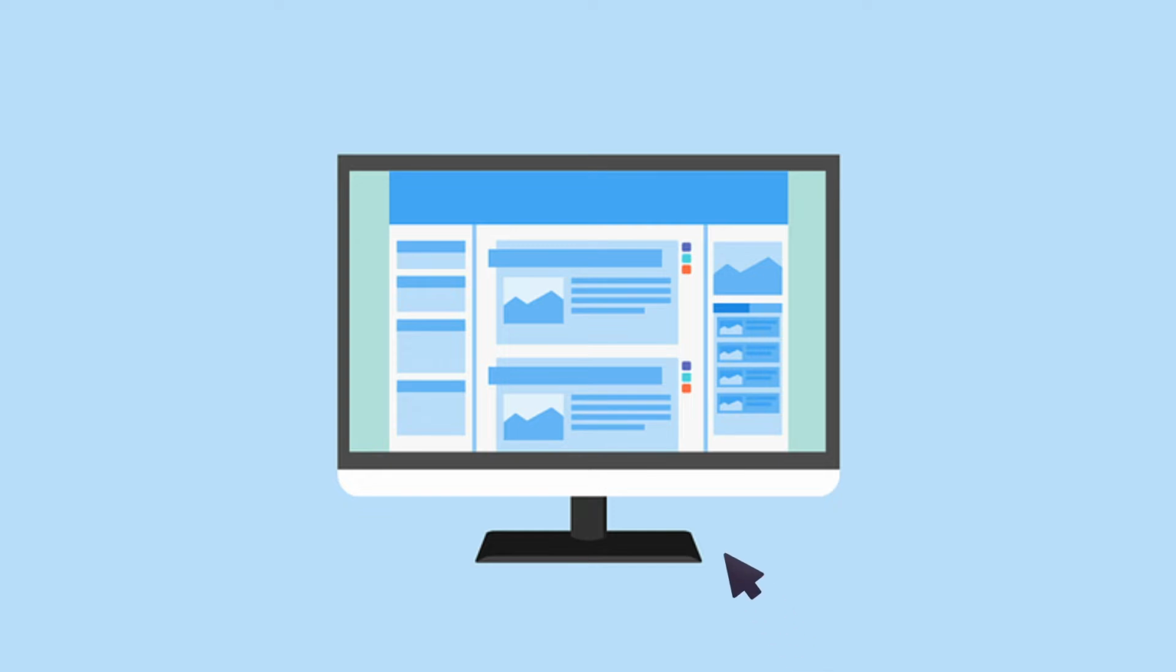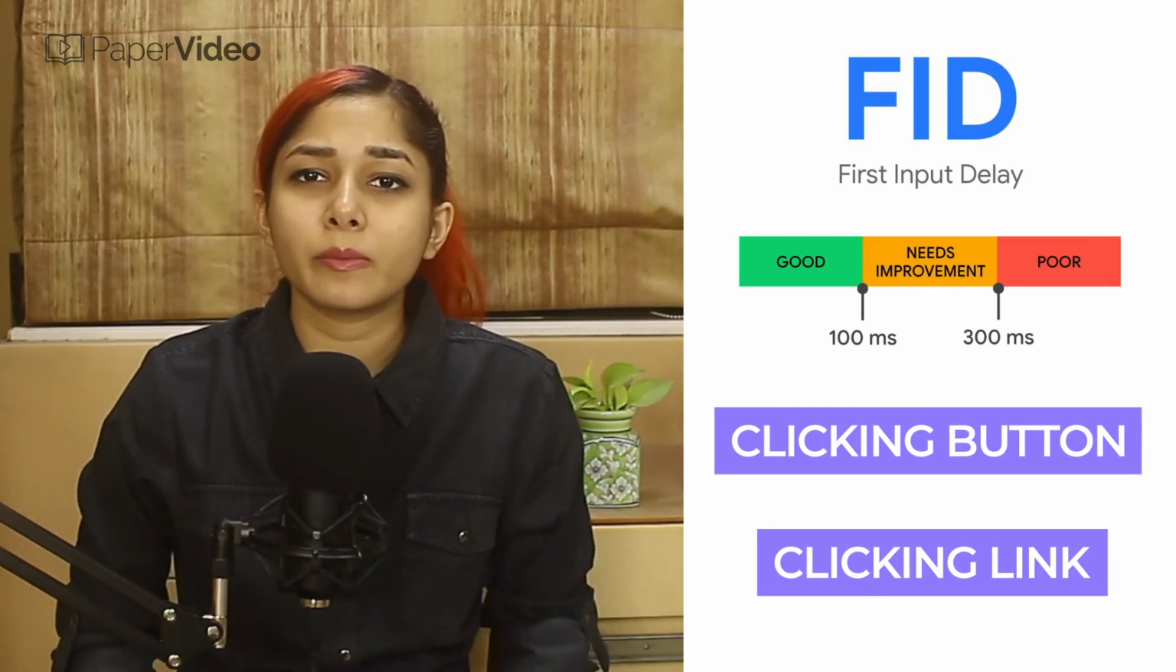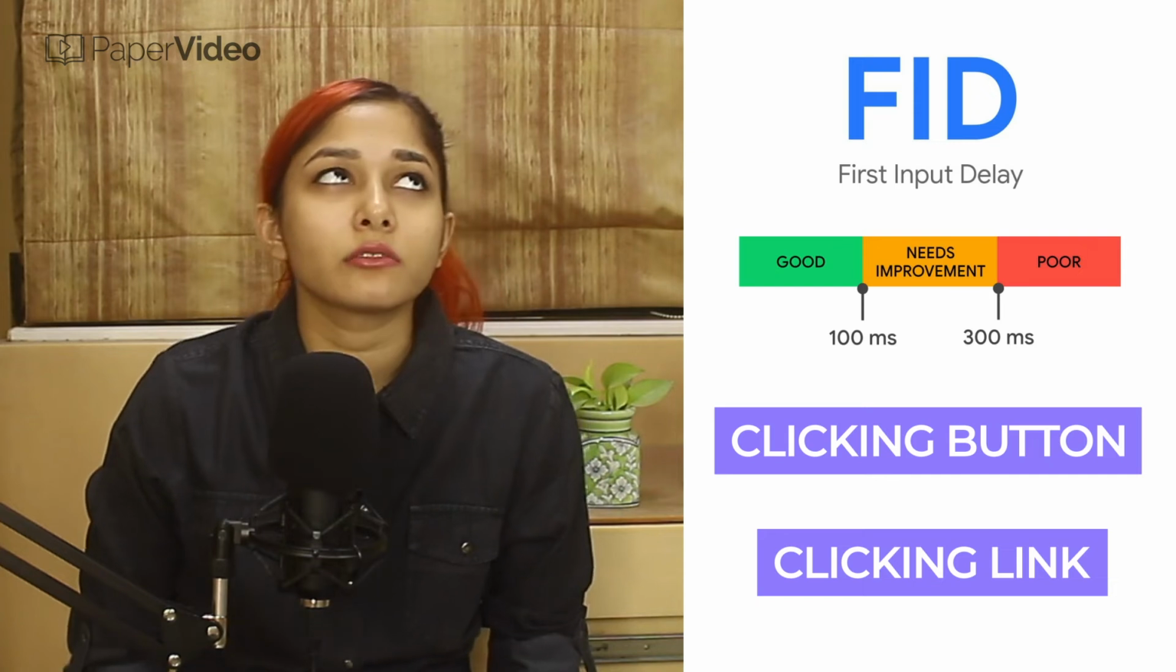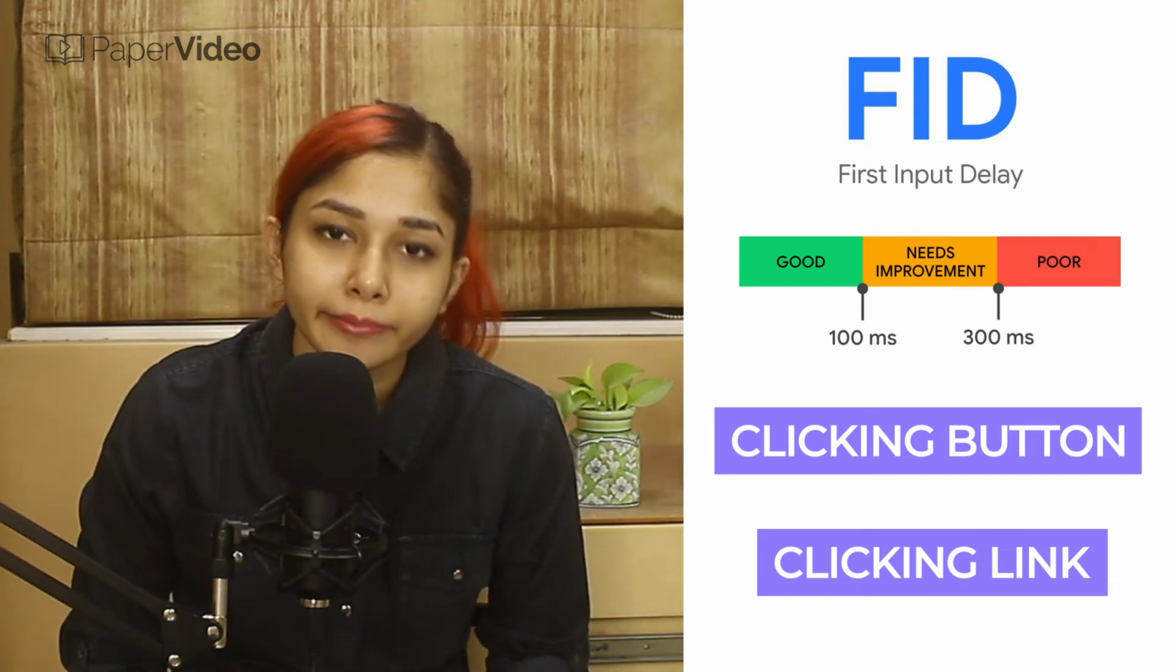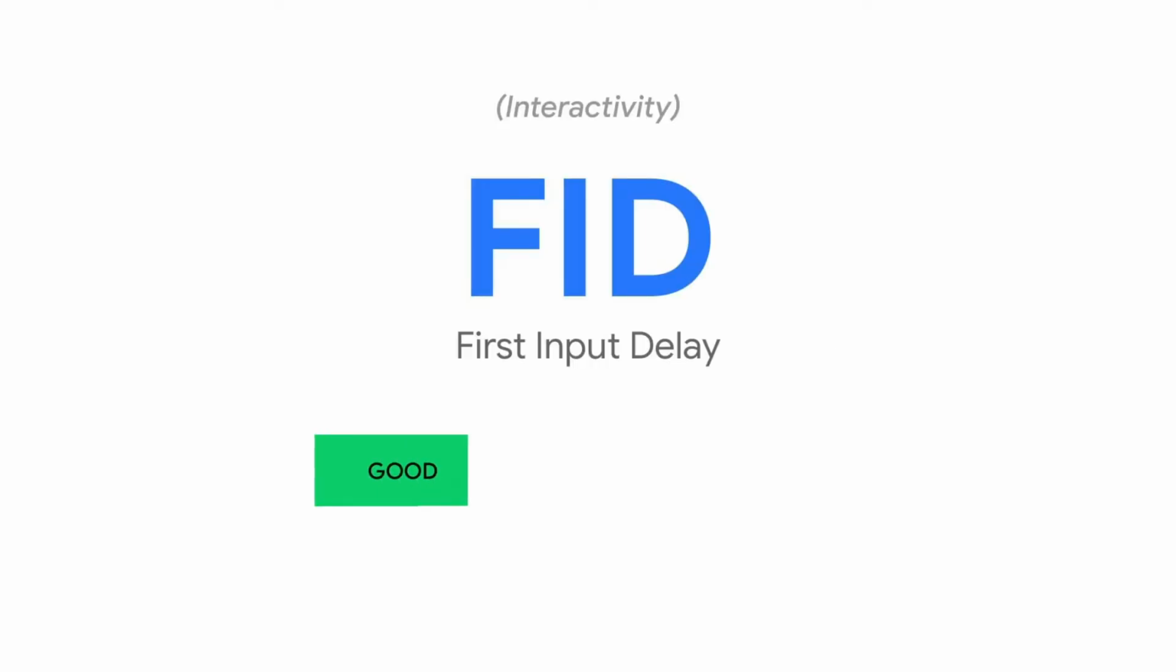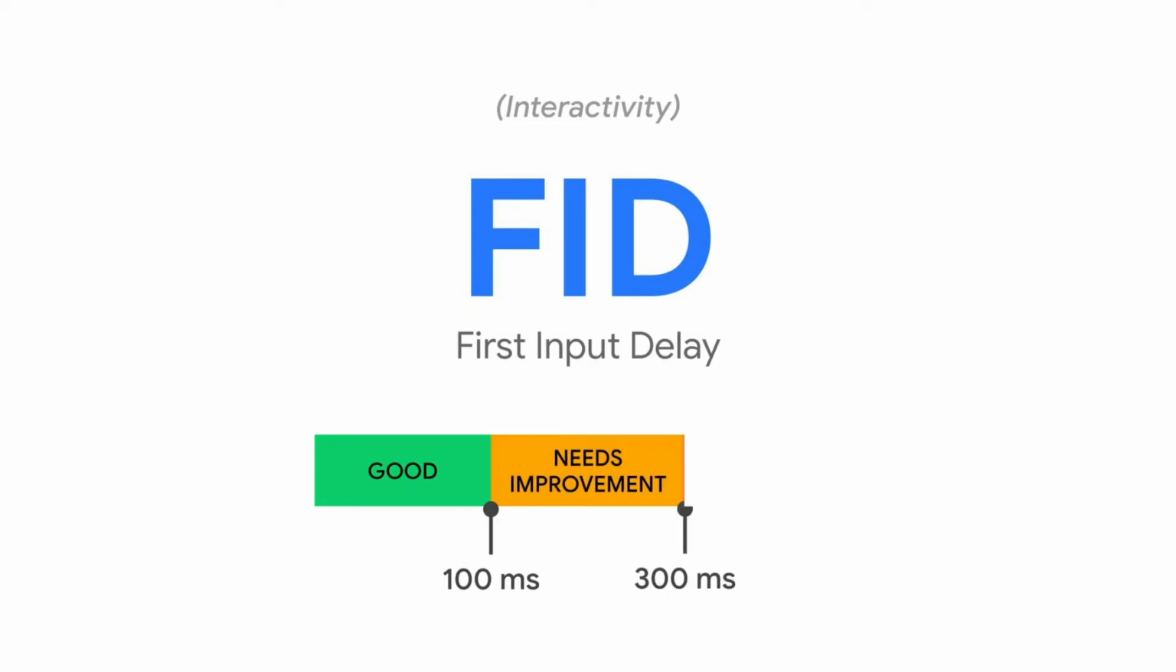It is very essential for the viewer experience as it can annoy a visitor if they click a button or link and the web page takes too long to respond. You may have seen poor websites which take too much time or just don't even react. As for Google, FID should be less than 100 milliseconds. If it's above 100 milliseconds but less than or equal to 300 milliseconds, then it's fine but needs improvement. But if it's even above that, you seriously need to work on it.